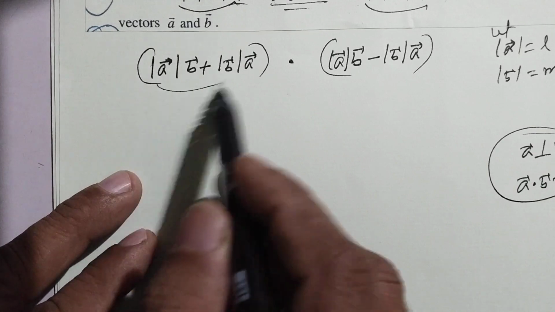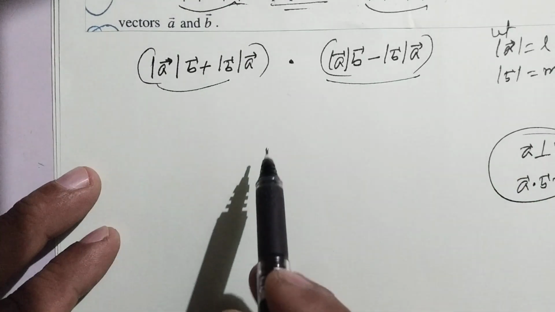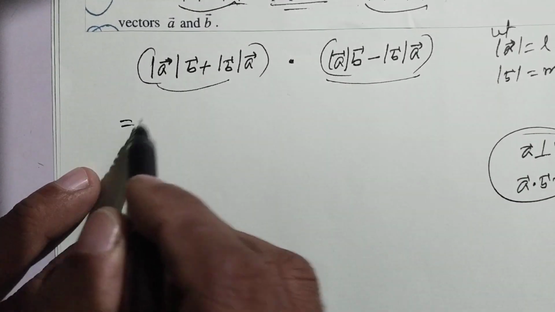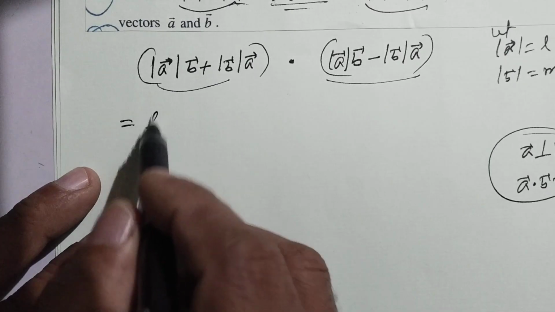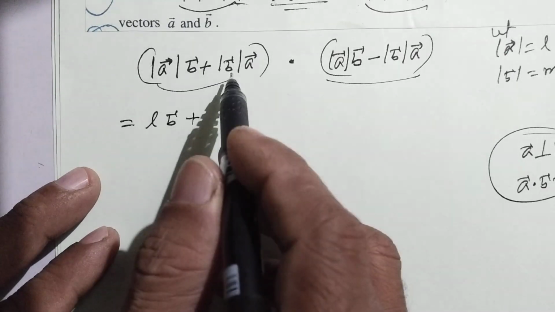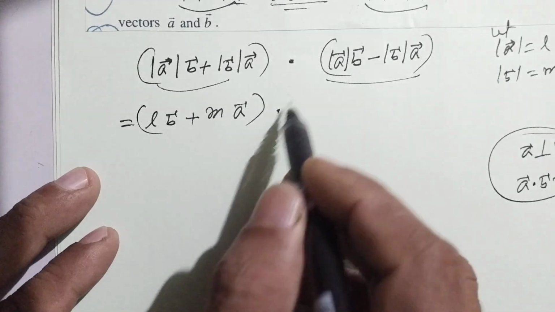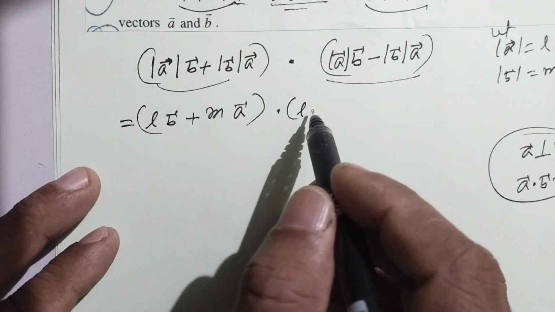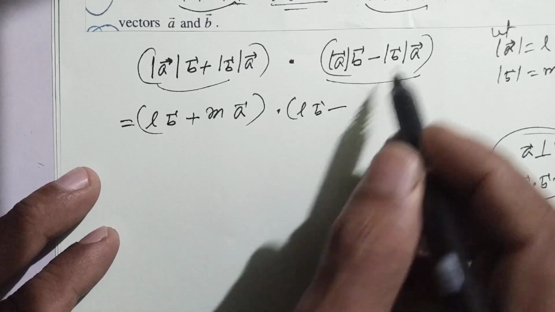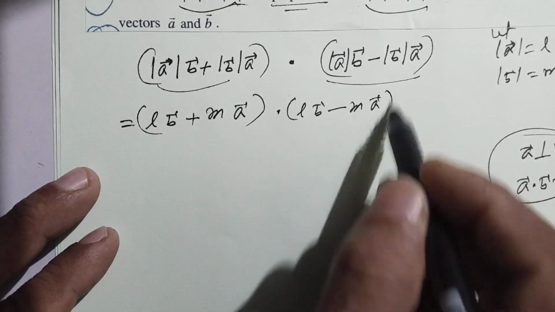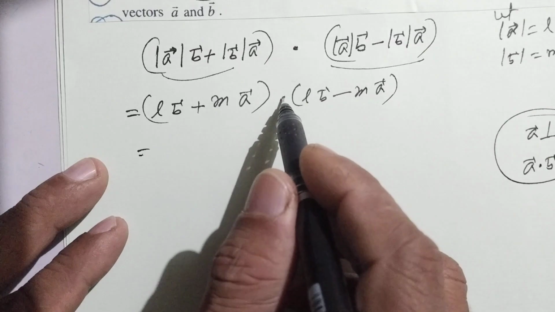So this vector and this vector are perpendicular, so their dot product must be 0. We are to prove it. Now the magnitude of a, I am writing here, is L into vector b plus m into vector a, dot a is L, magnitude a is L, and magnitude b I am writing m into. Now the dot product we have to find out.